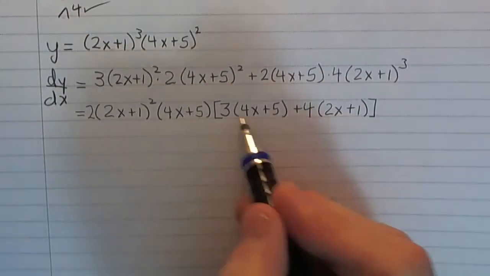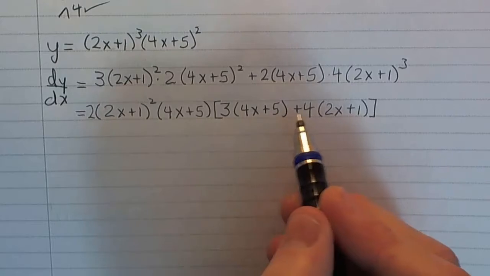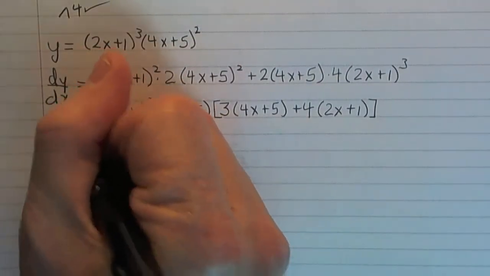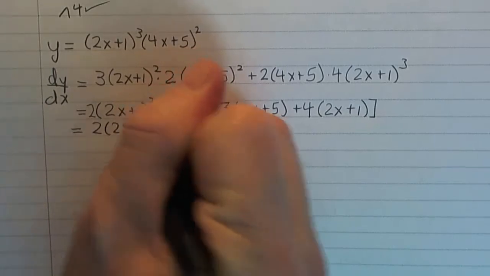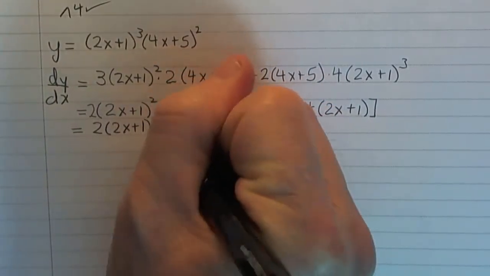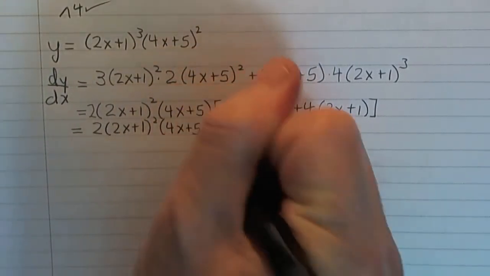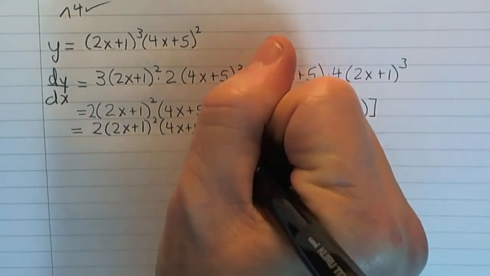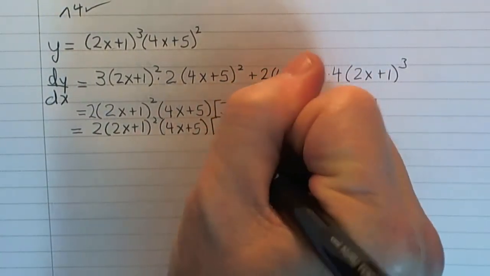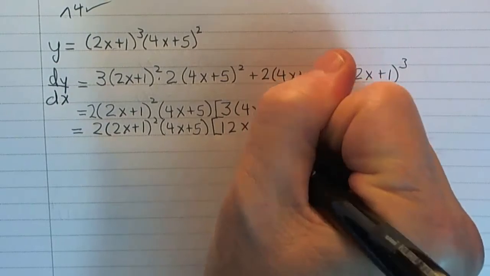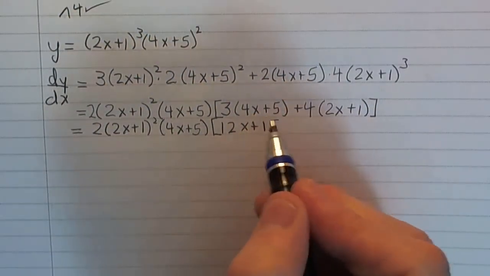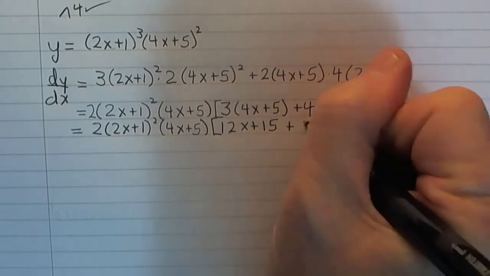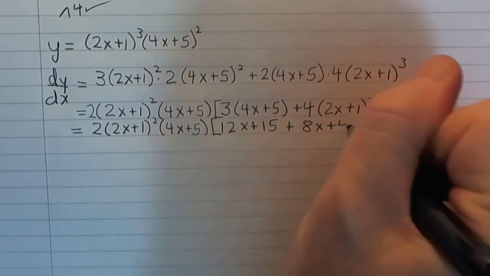Okay, now I might want to just clear my parentheses and add like terms in here. So let's see what we're left with. We have 2x plus 1 squared, 4x plus 5, and then let's see what's in here. We've got 12x plus 15, plus 8x plus 4.